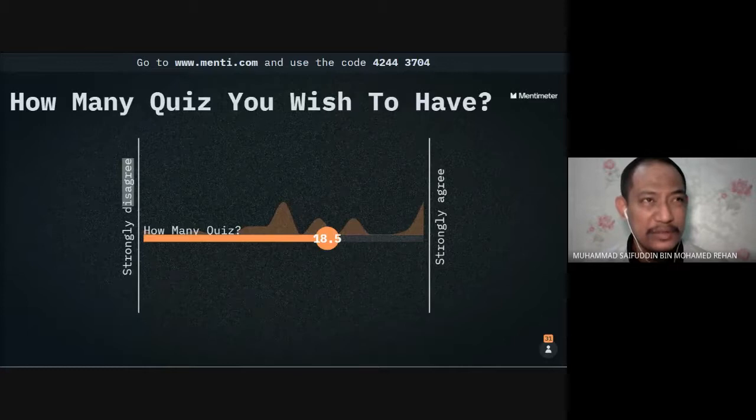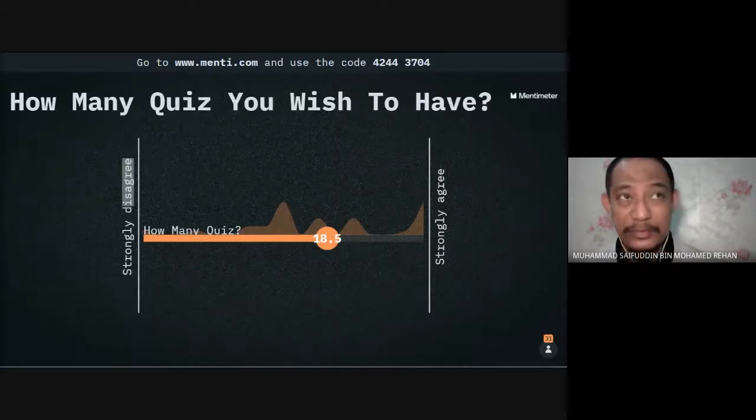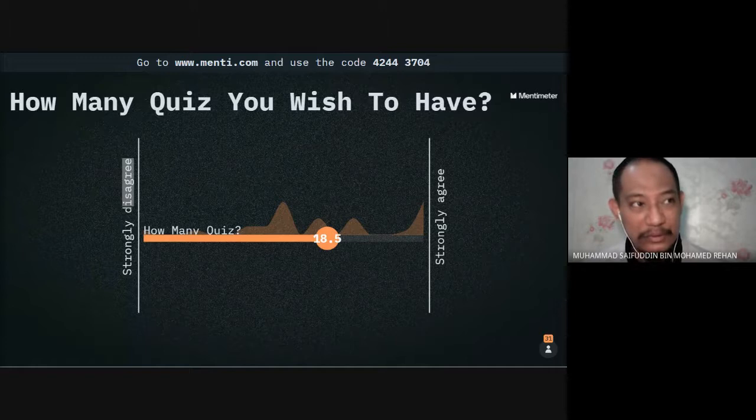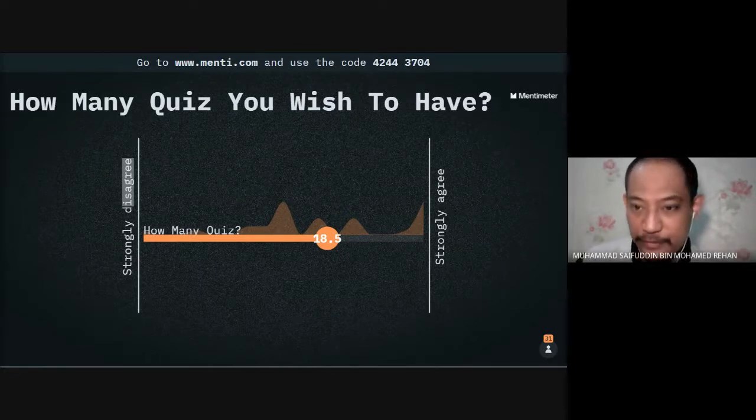From 14 weeks, 18 is a bit more than 1, right? 1 point something. So meaning that if I just use the average, every week we will have at least 1, and in some weeks we will have 2. All right. Okay, thank you for your feedback.